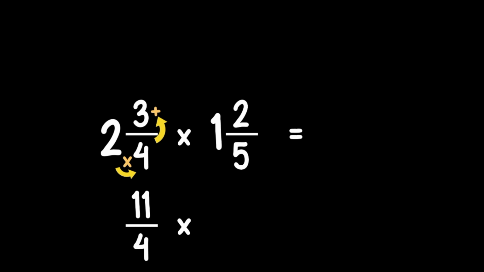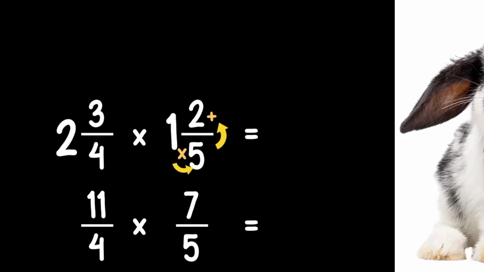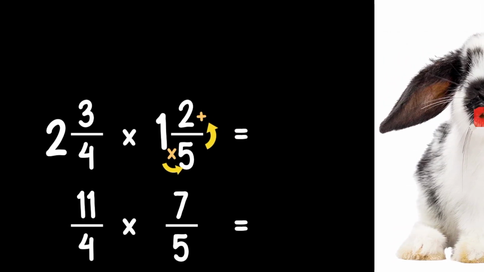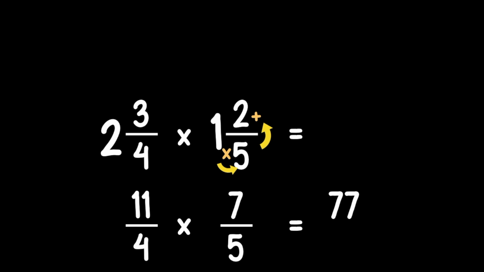And then we'll change the other mixed number into an improper fraction. 1 times 5 is 5, and then 5 plus 2 is 7. 1 2/5 is 7/5 as an improper fraction. And now, Ziggy, multiply across, multiply across. You got it. 11 times 7 is 77. And 4 times 5 is 20. 2 3/4 times 1 2/5 is 77/20. I know we can simplify that, but we'll work on that later.